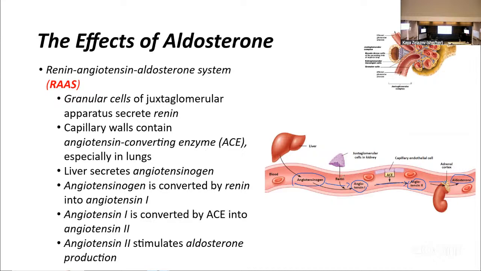And we have ways that we catalyze these reactions, right? The conversion of angiotensinogen to angiotensin 1, renin is doing that. The conversion of angiotensin 1 to angiotensin 2, those ACE enzymes on the capillary wall are doing that. Then that angiotensin 2 is coming into the adrenal cortex, and the adrenal cortex is stimulating the production of the aldosterone.